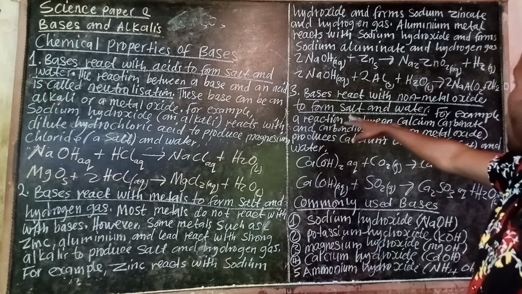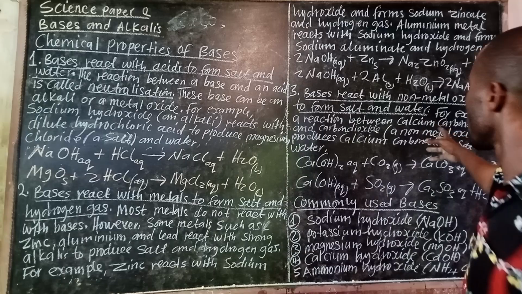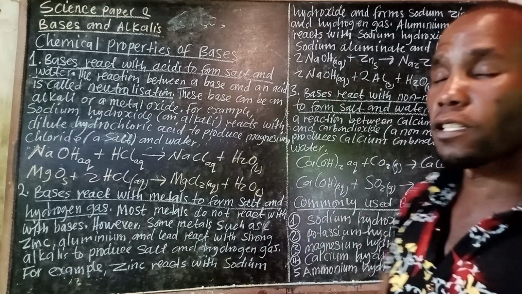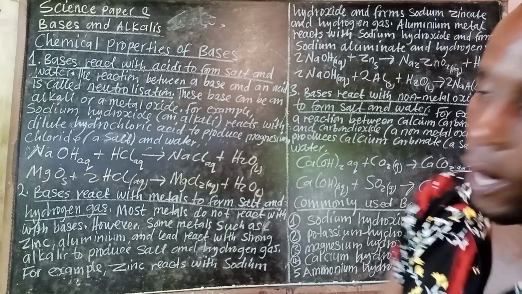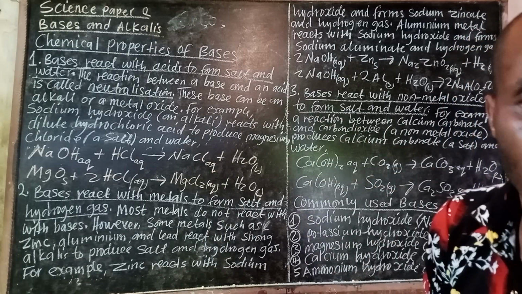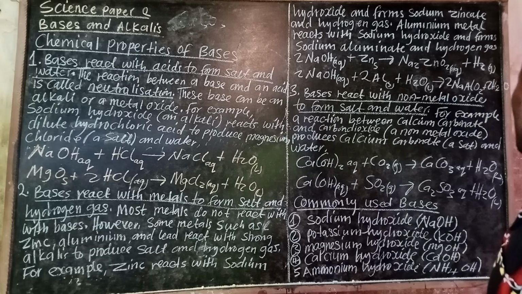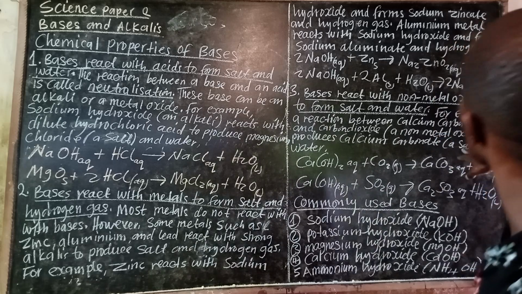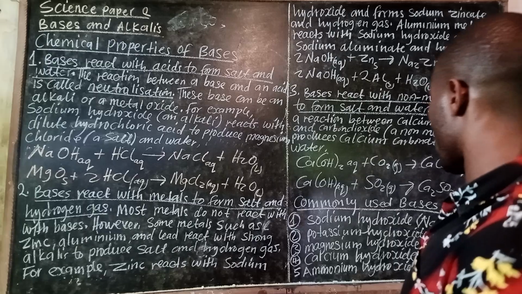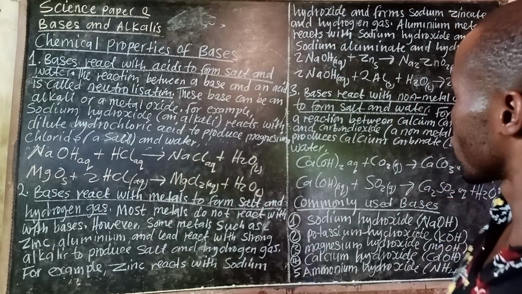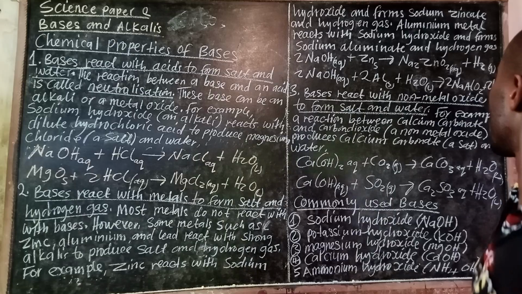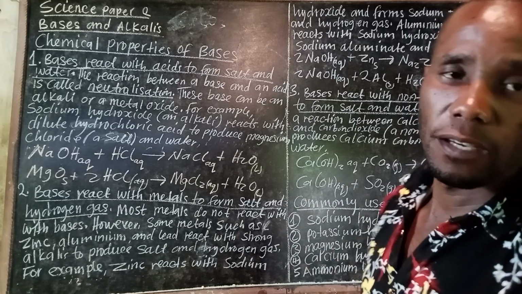Then three, bases react with non-metal oxides. Bases also react with non-metal oxides to form what? To form salt and water, just like the first one. Okay, so for example, we have a reaction between calcium hydroxide and carbon dioxide, a non-metal oxide. So carbon dioxide, that is not a metal, that is a gas, produces calcium carbonate, a salt, and water.